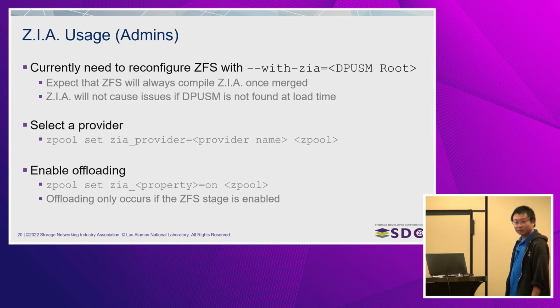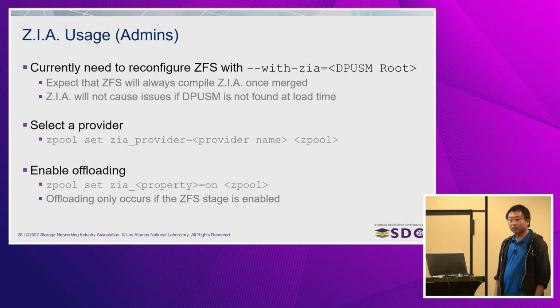All right, so although users shouldn't really detect any changes with their usage of ZFS, administrators will. Currently we need to reconfigure ZFS with a flag to tell it where the DPU-SM is. As I mentioned earlier, reconfiguring ZFS might not be acceptable in certain situations. So we expect that when ZIA is merged into ZFS, ZIA will simply always be compiled in. That will not cause issues because we have written the code in such a way that if ZIA does not find the DPU-SM at load time, it just simply errors out and falls back to using the ZFS software code.